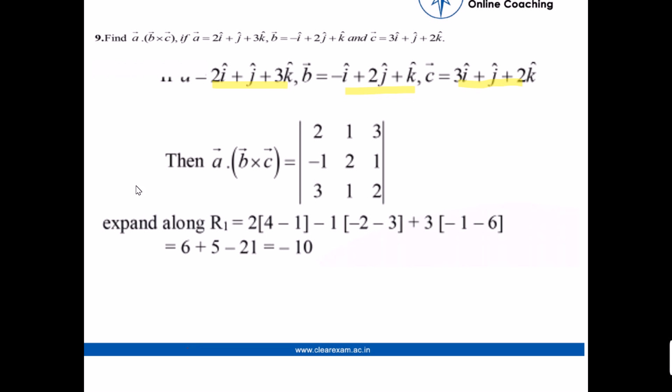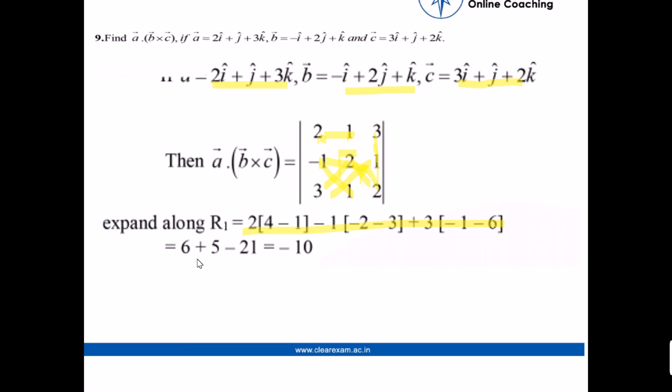After that we expand along the first row, r1, which is 2. So the expansion will be 2 into (2 times 2 minus 1 times 1), and for the next term we get minus 1 into (minus 1 times 2 minus 1 times 3), where we take the minus sign and multiply this and this, giving minus 2 and minus 3. After that we get 3, so we neglect its row and column, take the remaining entries, and multiply minus 1 into minus 6, and we get this equation.